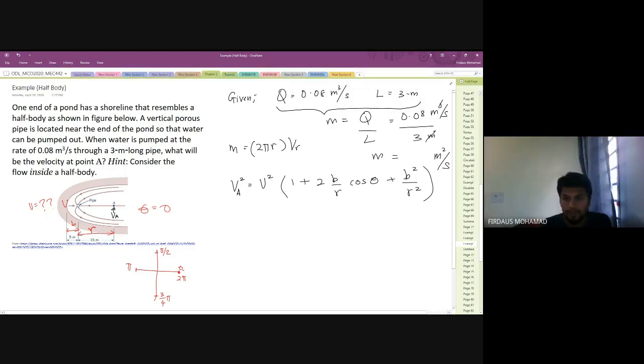Okay, so cos 0 will be 1. B equal to 5 meter. R equal to 15 meter. So now we still need to determine U, the free stream velocity, the uniform velocity.